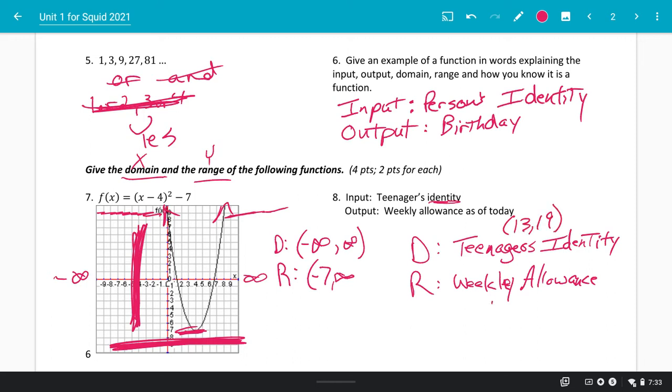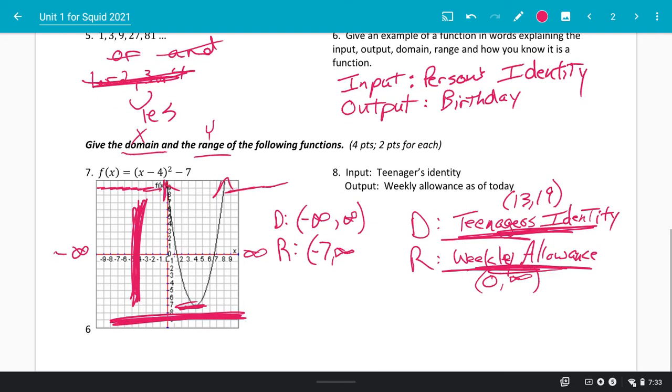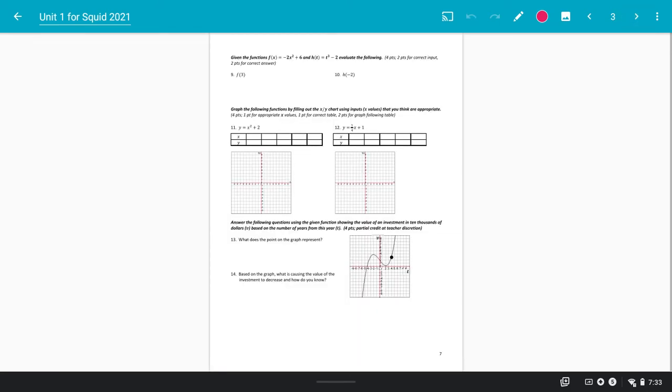And the weekly allowance, the least you get would be 0. The most you get, well, I'm sure real rich kids get more money than I know what to talk about. So from 0 to infinity. But I think what they're asking for a lot of times, if you're talking about something that's not numerical, like teenager's identity, is the best way to give your domain and range in those particular problems. All right, moving on.